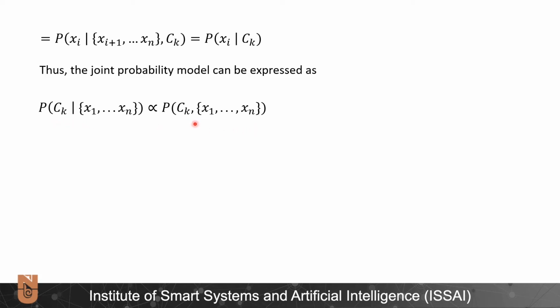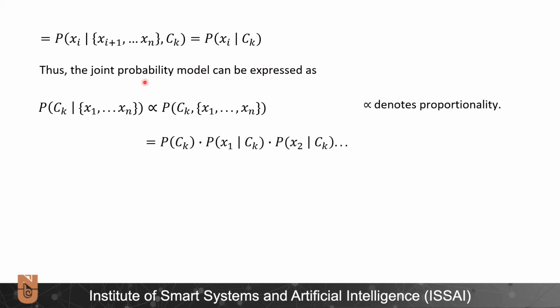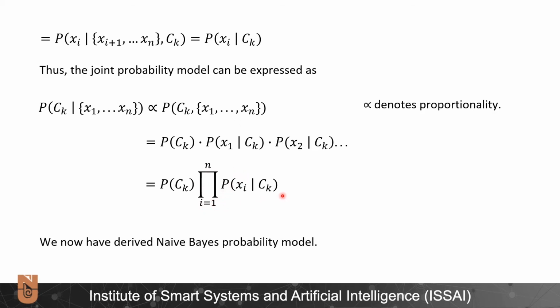So we know that probability of class given the features is proportional to the joint probability of features and class. Knowing this, we can rewrite the joint probability as probability of class multiplied by probability of x1 given the class, multiplied by probability of x2 given the class, and so on. So the probability of class given the features is proportional to the probability of this class and the multiplication of all the probabilities of each feature given the class. So we have derived the naive Bayes probability model.